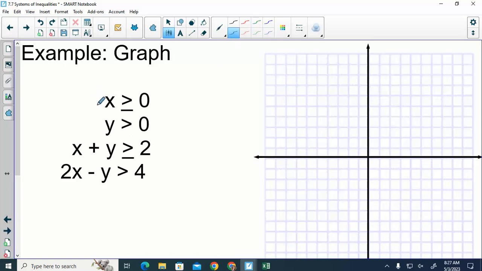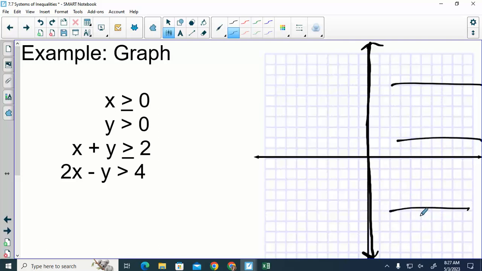Alright, if I say x is greater than or equal to 0, vertical solid line at 0. Okay. So that's just the y-axis, and then which side of it am I looking at? Right side. x is greater than. So we're talking about everything in the first and fourth quadrants, basically. Y is greater than 0, so a dashed line on the x-axis. And where is that one shading? Above.